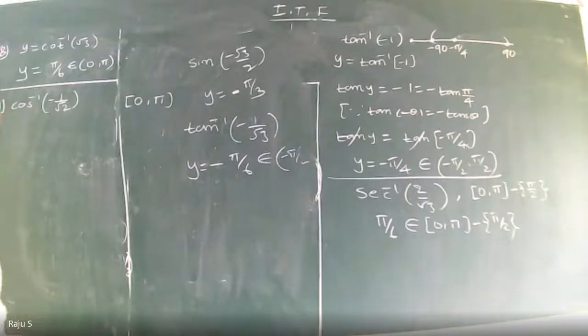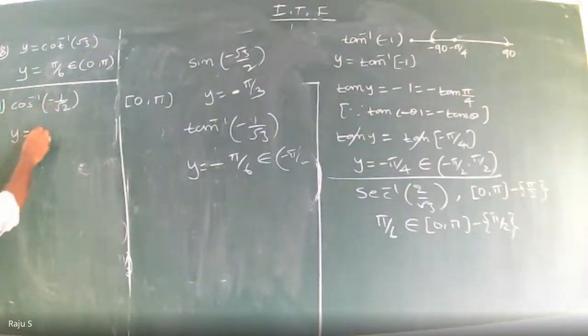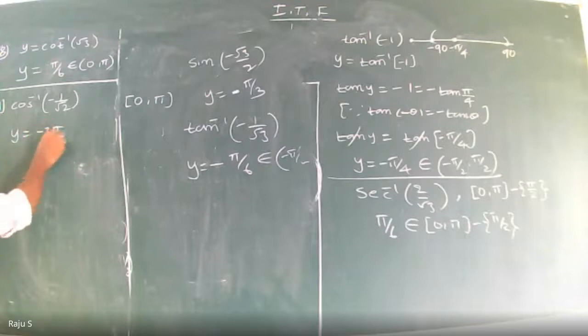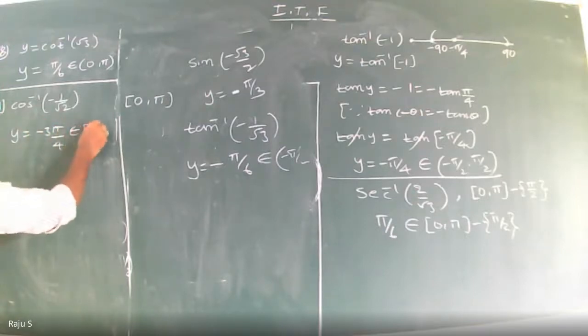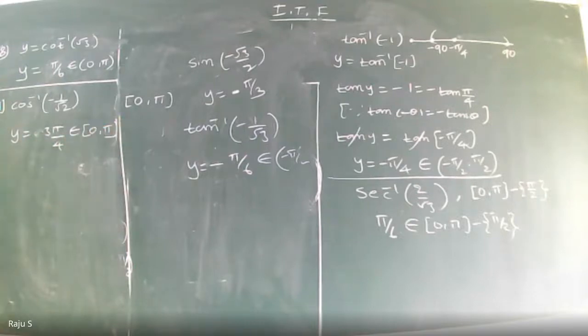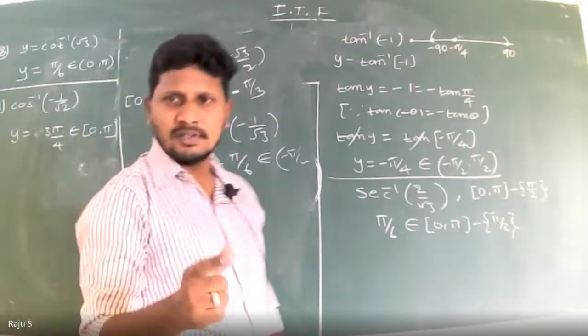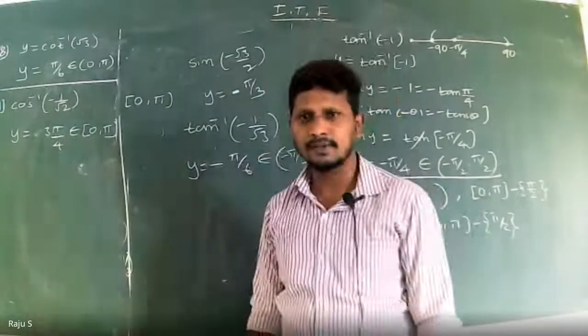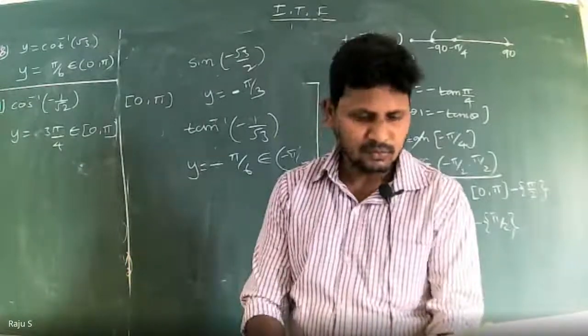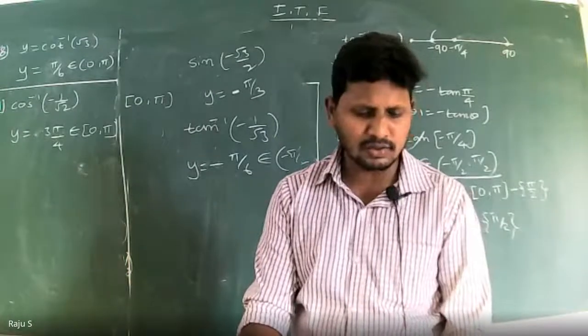So here the answer is what? Y is equal to 135, which can be written as 3 pi by 4, clearly belonging to 0 to pi. Not minus. 3 pi by 4. 135 lies between 0 and 180. That's it. Okay, so this is the last question. One more question is there.